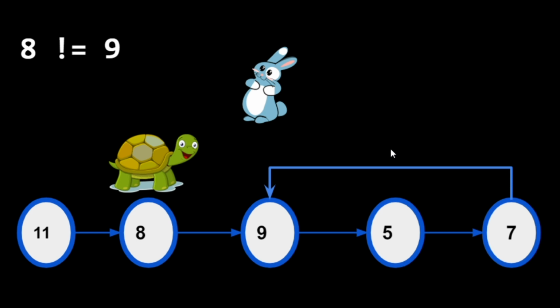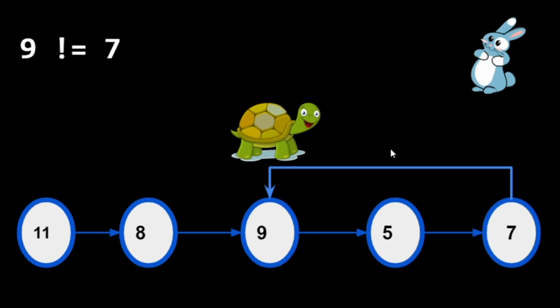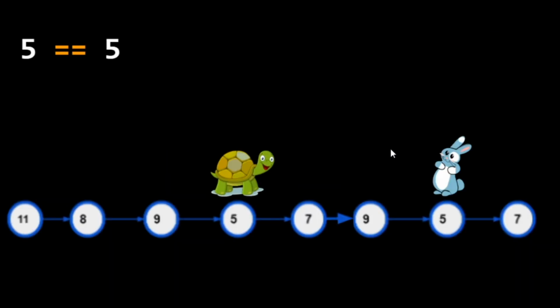So we got the values 8 and 9. They are not equal, so we will move them forward. But the values are still not equal. So now their values are equal. So we got to know that there was a cycle.